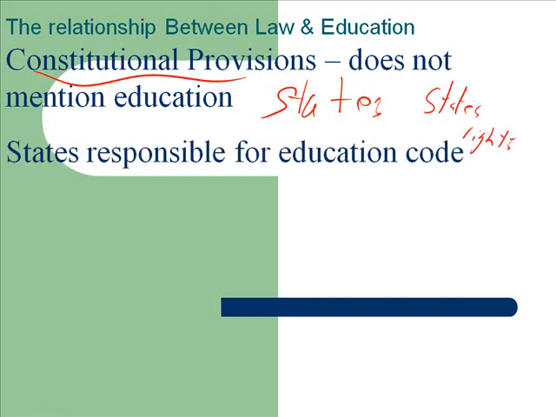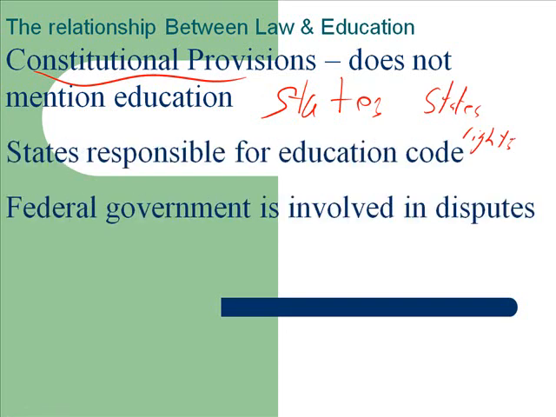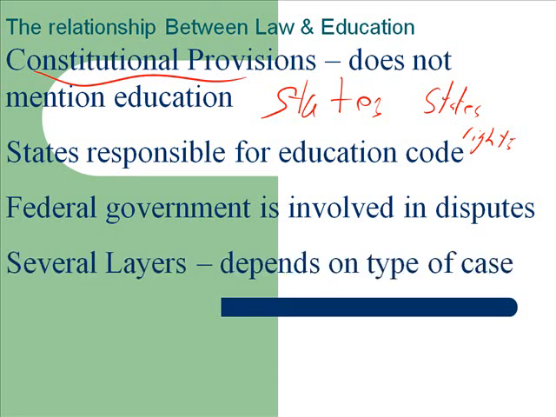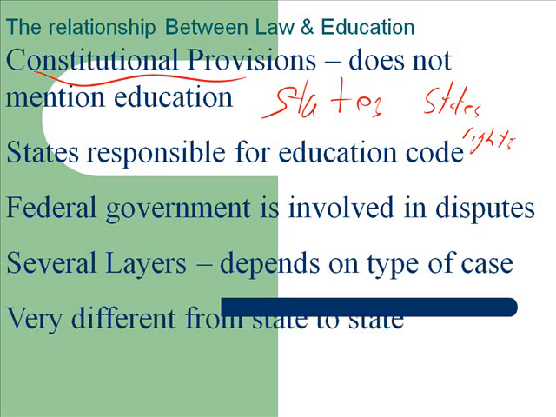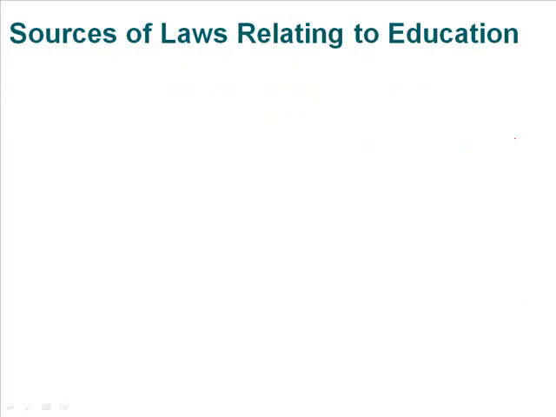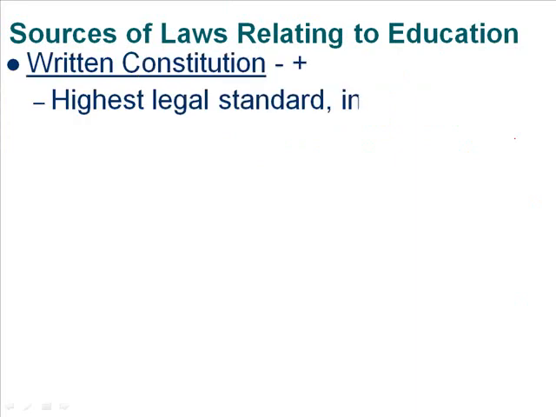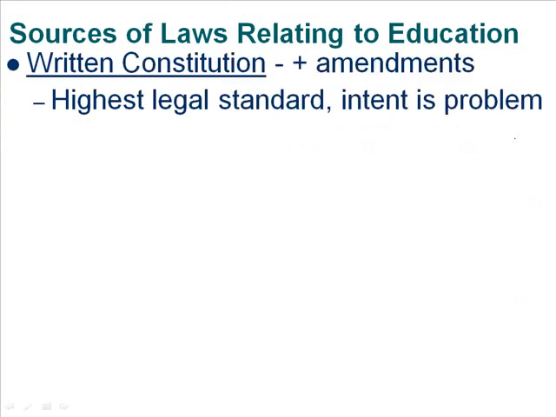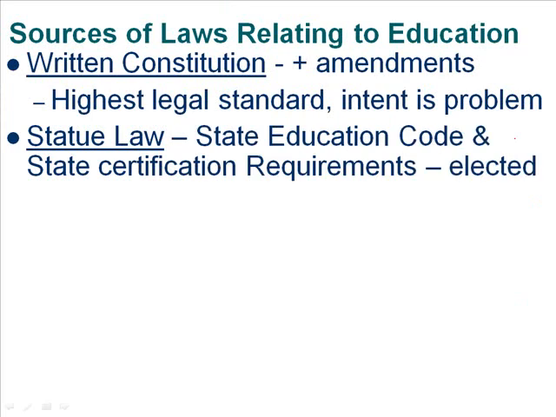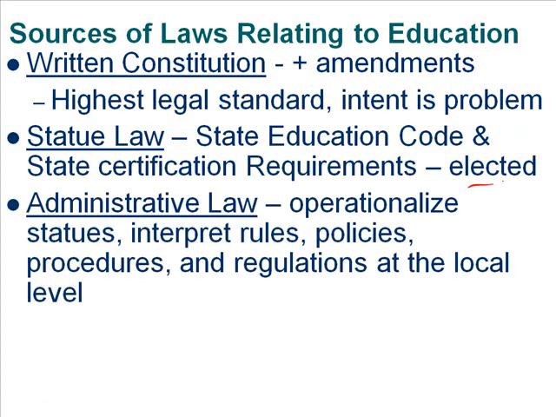The states were responsible for all the educational code. The federal government is involved in disputes, and that was in the courts. Several layers, depends on the type of case. Very different from state to state what they'll do. Sources of laws relating to education: well, there's the written Constitution plus amendments, and that's the highest legal standard. And then there's statute law, and that's from the state education codes and state certification requirements. These are elected people. And then there is administrative law.